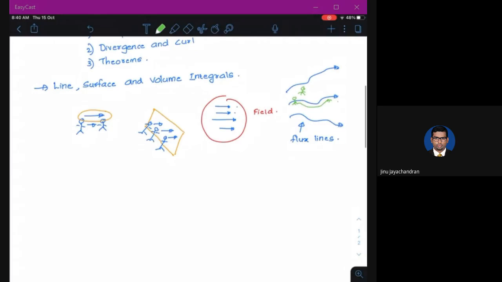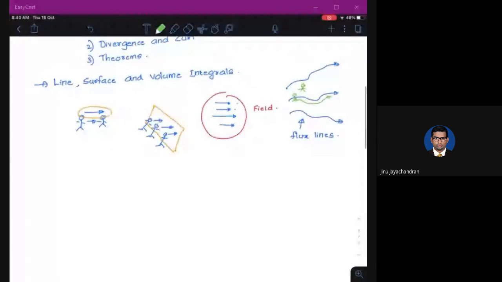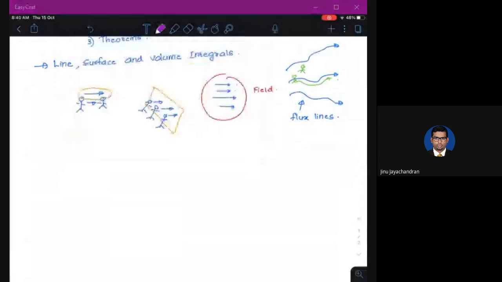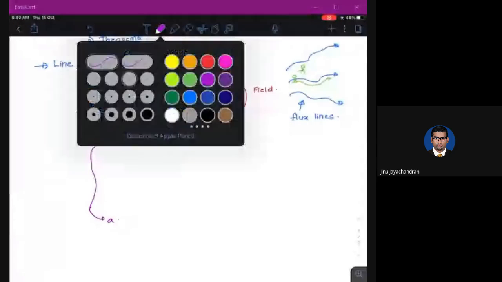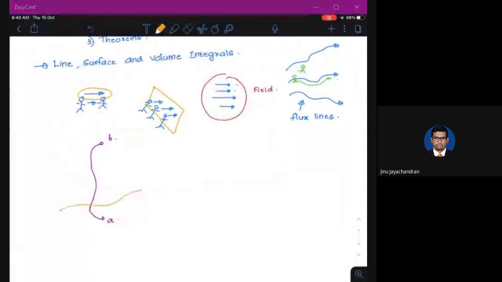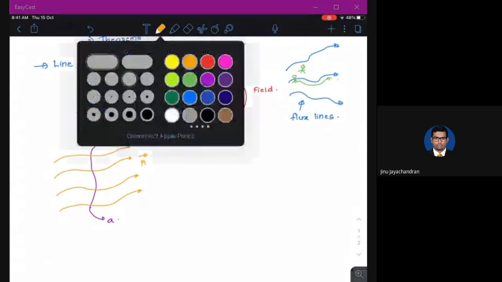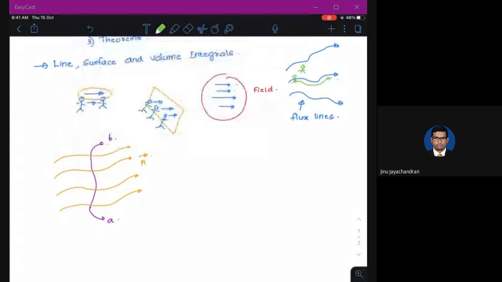With that understanding, let me define the line integral. Assume that there is some kind of a wire or a line like this. This is a point B and this is a point A. And there is some kind of a field across this line, some kind of uniform field or uniform vector. Let's say it is A. Each line is basically a vector. And this is a path which is L. This is not a closed path as of now. Therefore, this is path L.